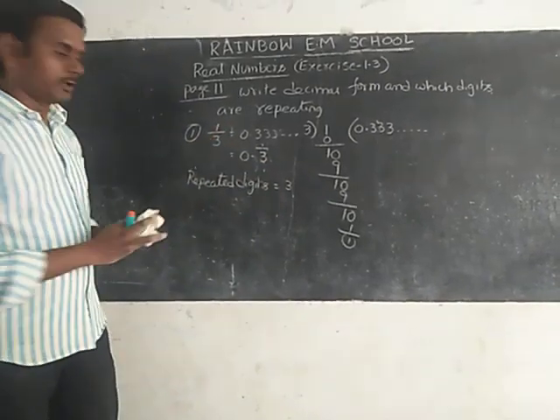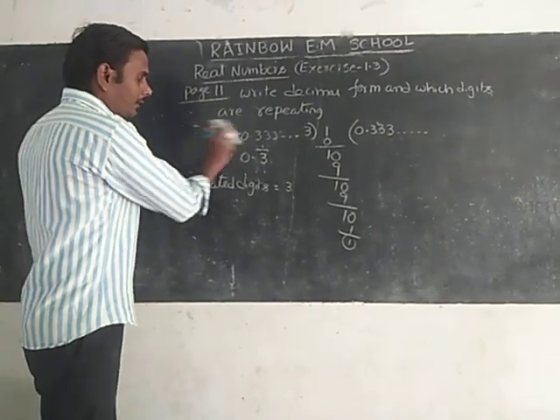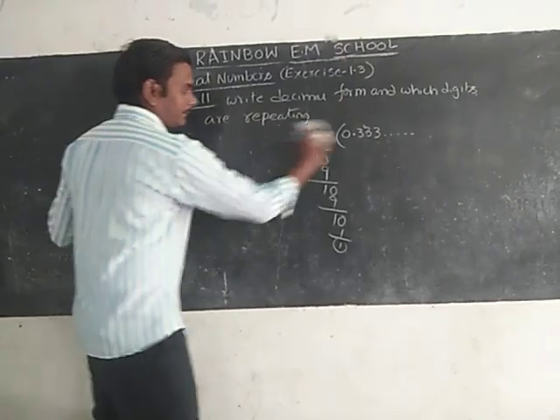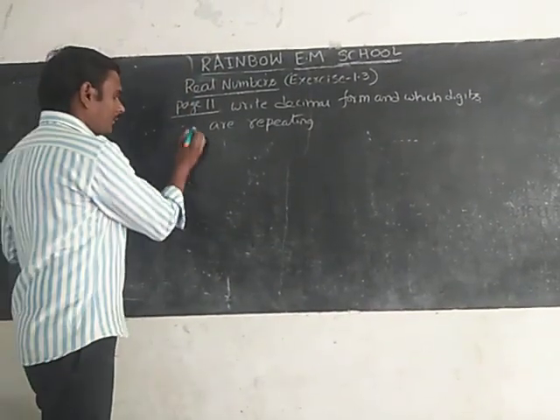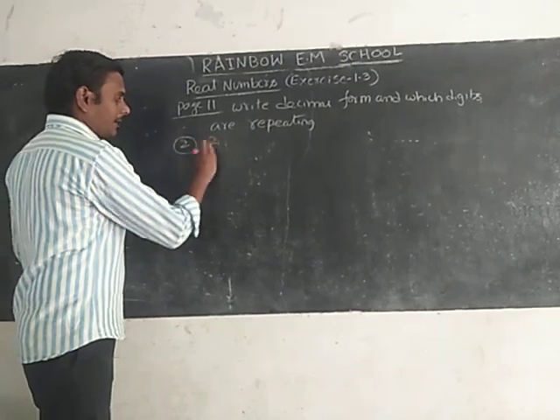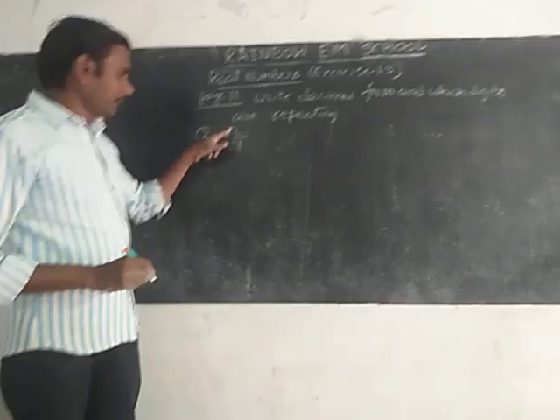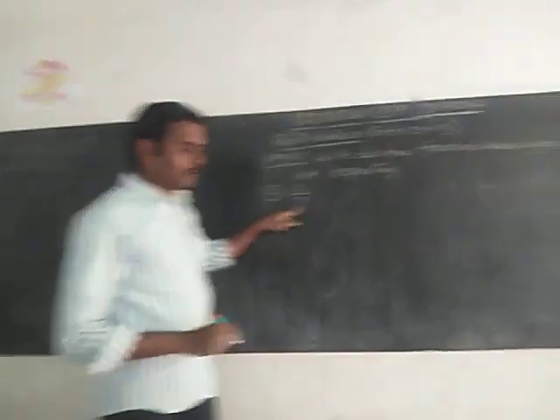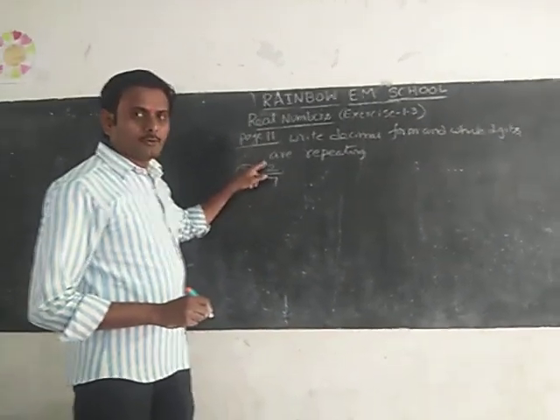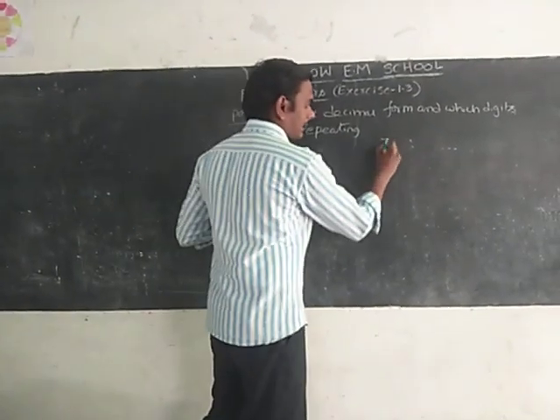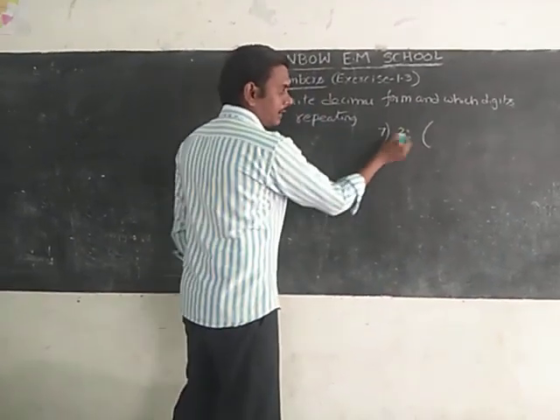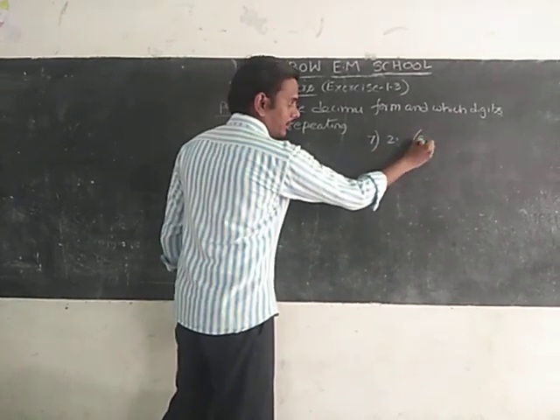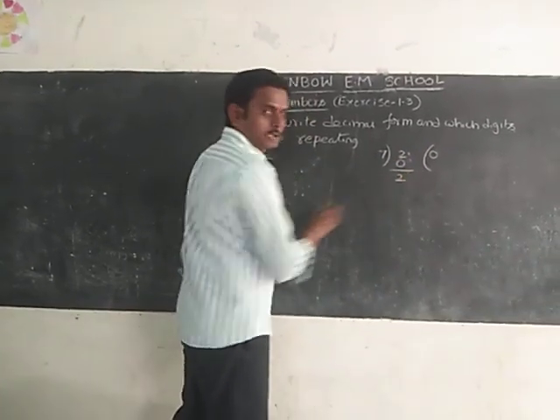This is one model. In the same model, we will discuss another one: 2 by 7. Second question, 2 by 7. Here the numerator is 2 and the denominator is 7. Now the denominator divides the numerator, so we take 7 outside and 2 inside. Will 7 divide 2? No. 7 zeros are 0, and 2 is the remainder.